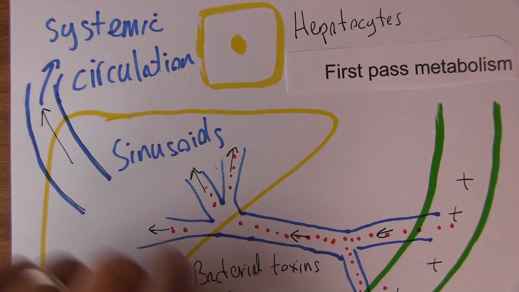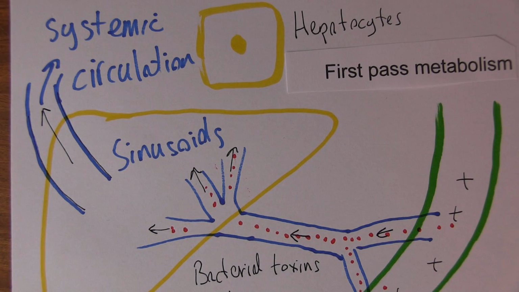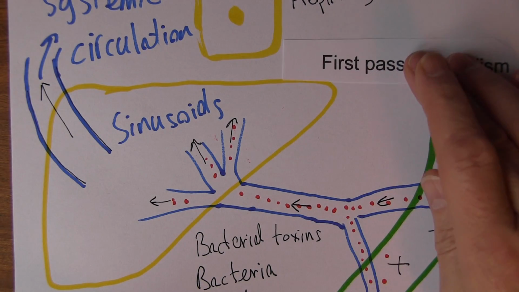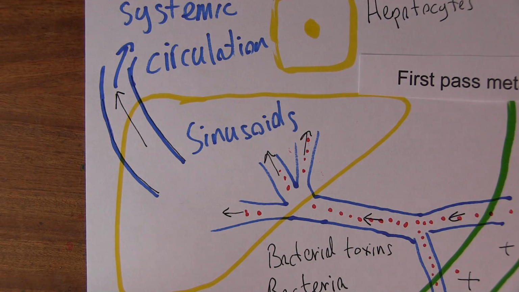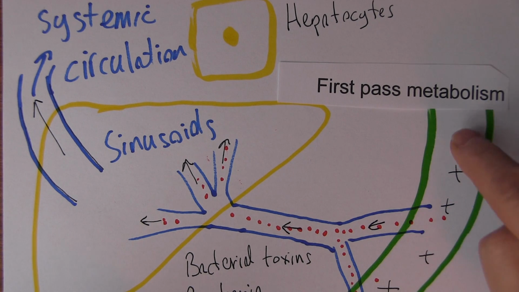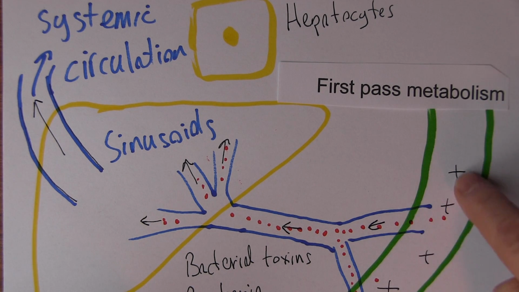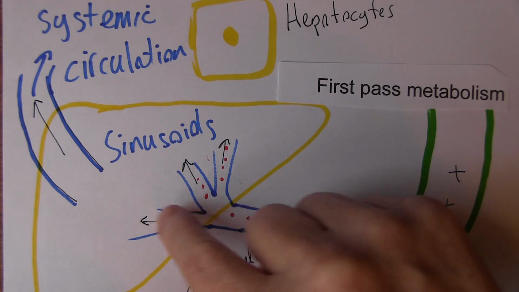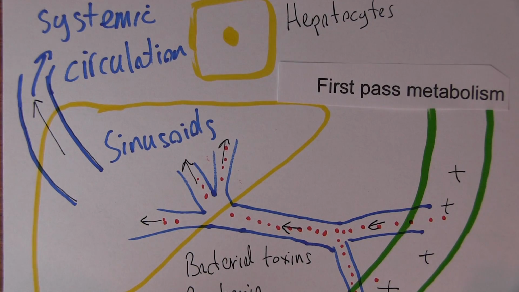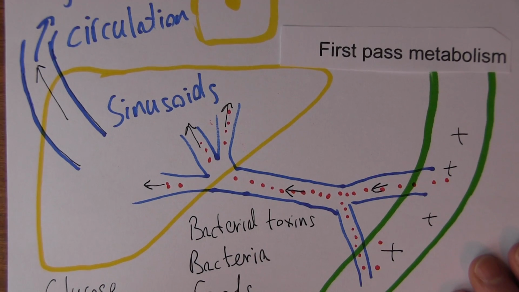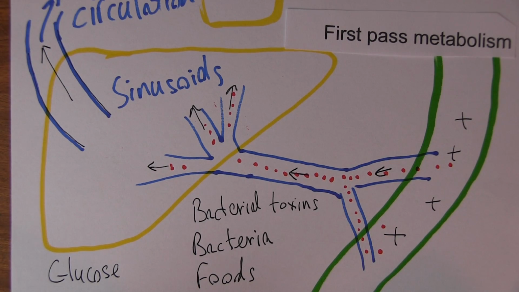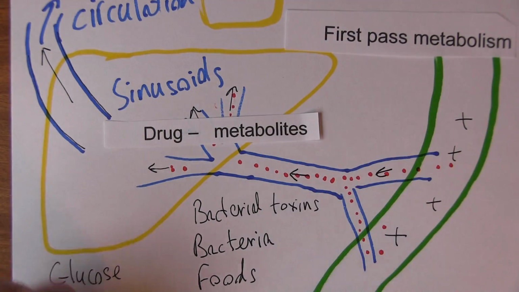But first pass metabolism is going to break some of the drug down. Now, as we've said, the liver is recognising drugs very often as toxins, and it wants to protect the body, the systemic circulation, from these toxins. That's its job. So imagine you'd eaten some poisons in your food, some contaminated food, or some food that had gone off. Then you'd want those toxins to be broken down in the liver before it got to the systemic circulation. So food toxins, bacterial toxins, as we've said, all go into the liver. The liver recognises toxins, breaks them down. And as far as the liver is concerned, drugs are toxins.